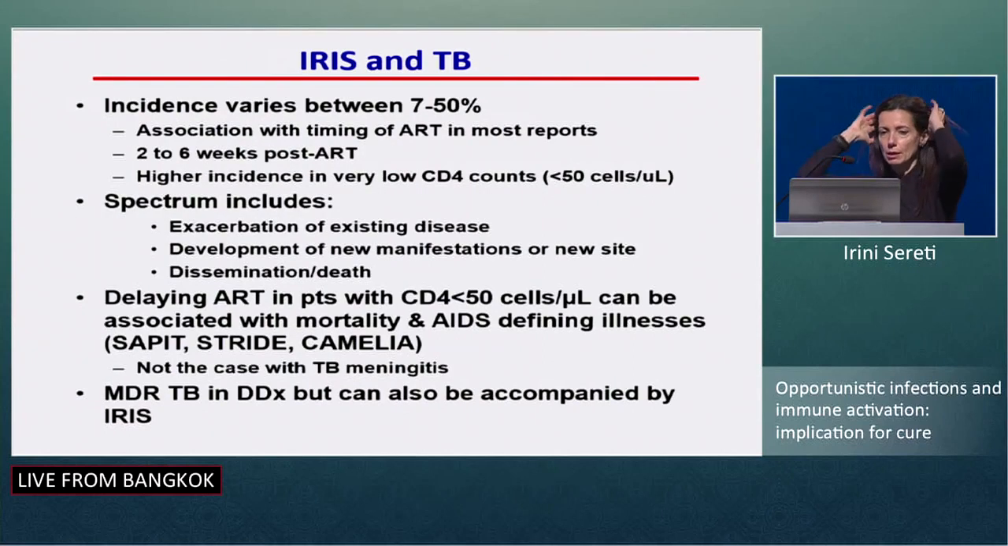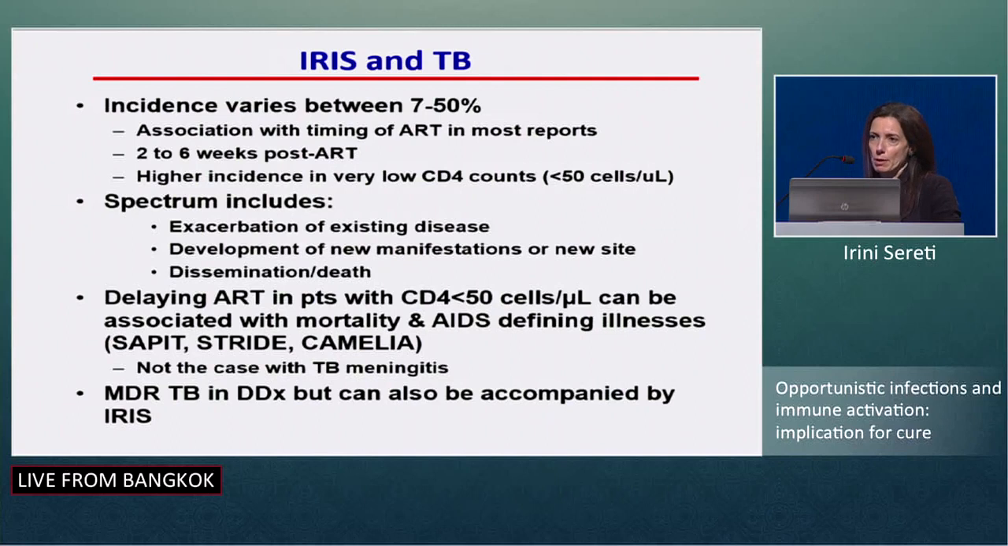Specifically for TB, in different studies, the incidence has varied between 7 and 50%. Obviously, there is an association with timing of antiretroviral therapy, more common when therapy is started early, as mandated by several randomized clinical trials. It usually happens between 2 and 6 weeks of antiretroviral therapy with a higher incidence in very low CD4 counts. The spectrum can be anything from exacerbation of the existing and initial disease, development of new manifestations or new sites, and dissemination or death.